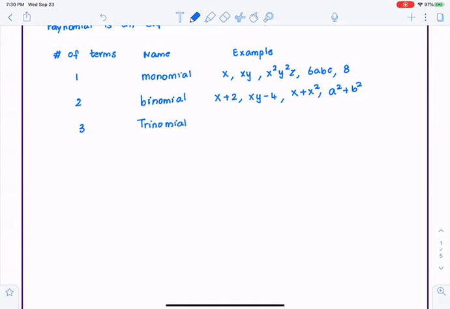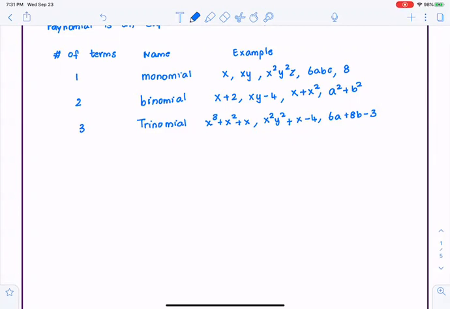Then we have a trinomial. It is one that has 3 terms. For example, we would have x cubed plus x squared plus x, x squared y squared plus x minus 4, 6a plus 8b minus 3. So all of those expressions have 3 terms in them. So those are called trinomials.